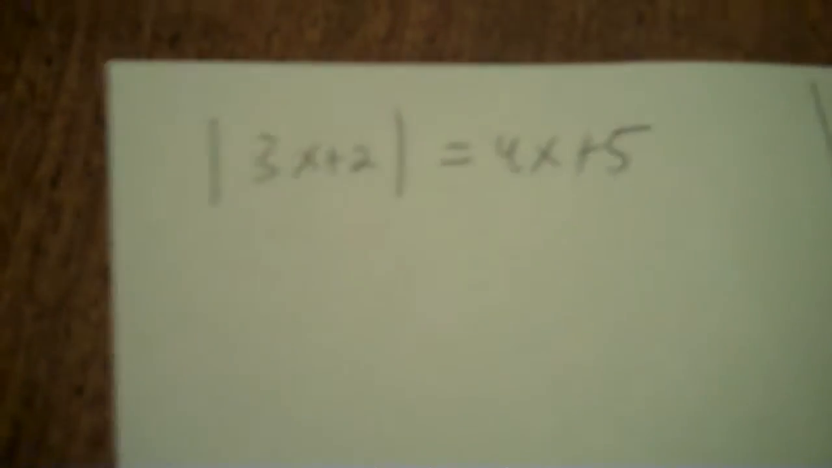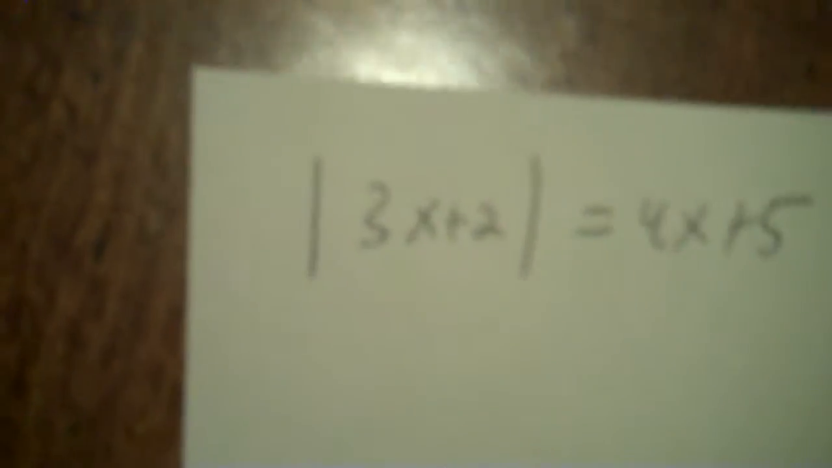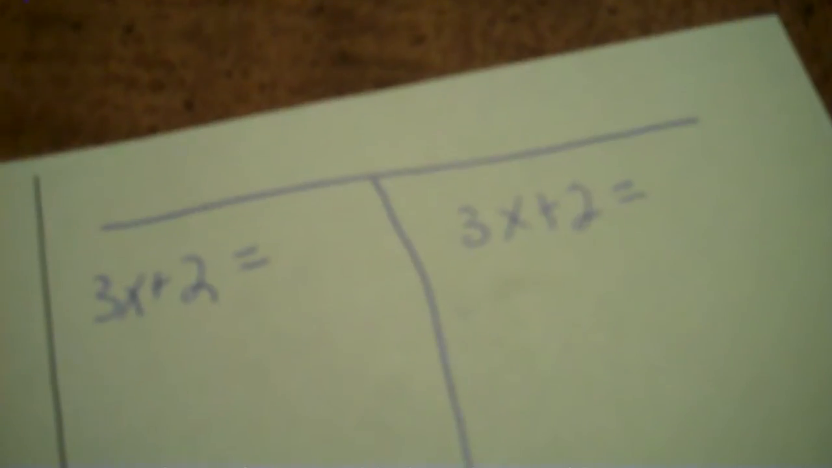Okay, solving equations involving absolute values. Now this is how you deal with an absolute value. You make a table to the right of the equation. You highlight the expression inside the absolute value and you put that on each side. Now why are we putting it twice? Because an absolute value could be a positive or a negative.